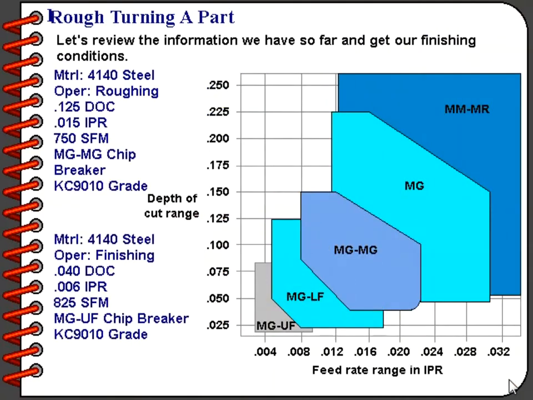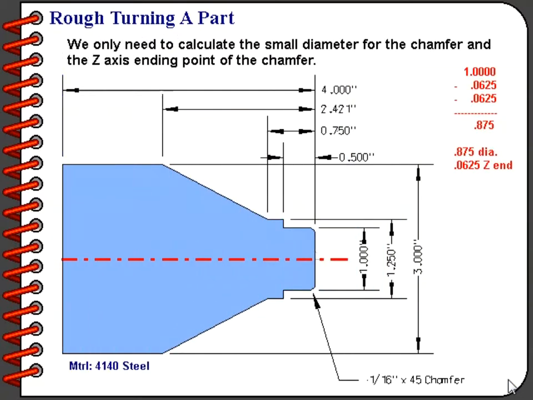Now that we have our roughing information, let's go back and go through the steps for the finishing application. Now that we have our cutting conditions determined, we need to perform our dimensional math. For this example, we only need to calculate the small diameter for the chamfer and the z-axis ending point of that chamfer.